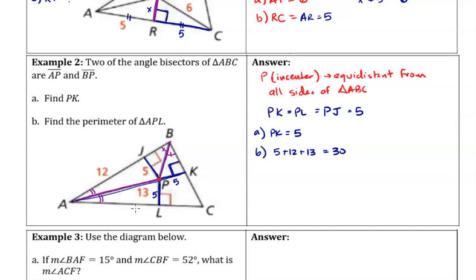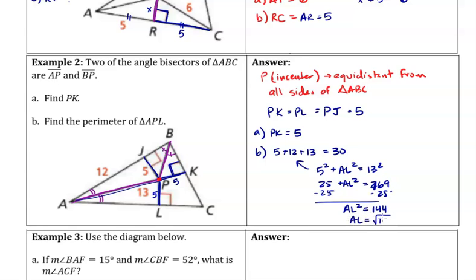And we could have done, I guess, let me back that up. Where did we get this 12? We did 5 squared plus AL squared equals 13 squared. So that's going to be 25 plus AL squared equaling 269. If I subtract the 25 from both sides, then not 269, it would be 169. AL squared is equal to 144. So AL is the square root of 144, which is 12. That's how I found that to be 12. And then I could add the 5, the 12, and the 13 together.